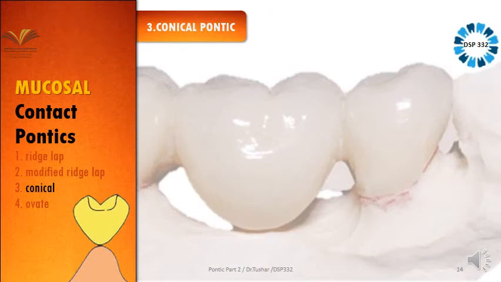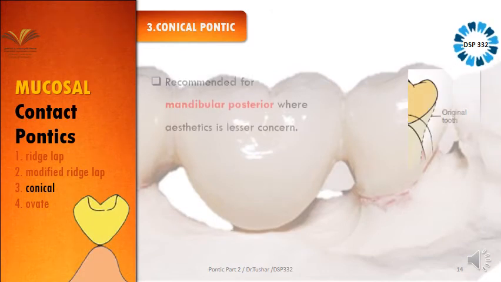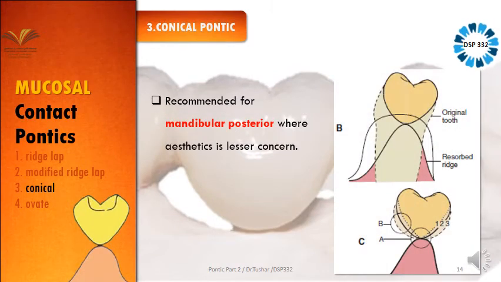Now this conical pontic is basically recommended for your mandibular posterior teeth where aesthetic is of lesser concern, because you know that as there is a space between your retainer and your pontic, we can properly clean that area.